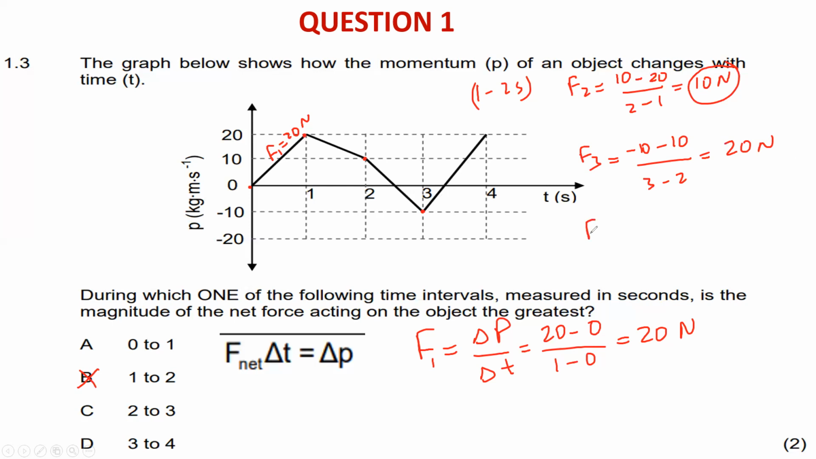3 to 4, F4 we are looking for now. For 4 seconds, what do we have? 20. Okay, let's explain this also. Delta P means P final minus P initial, and T final minus T initial. P final equals, for 4 seconds, 20 minus, because P initial is negative 10, and then T final, 4 minus 3, and getting 30 newtons. Yes. So from 3 to 4, we can say our answer is D.